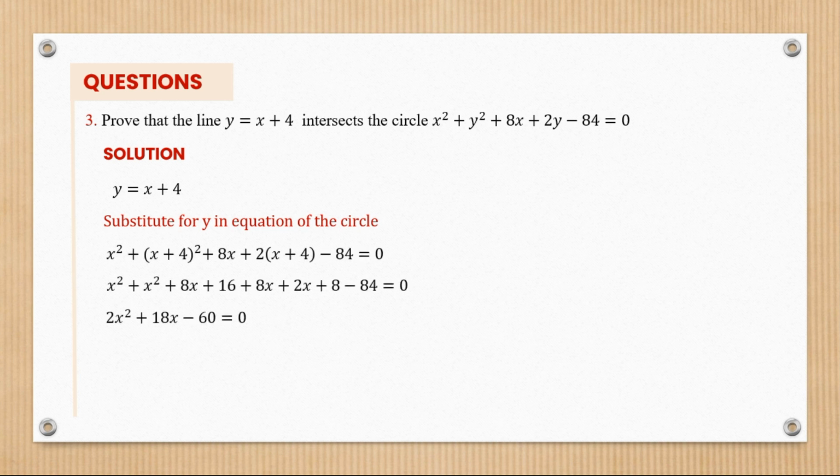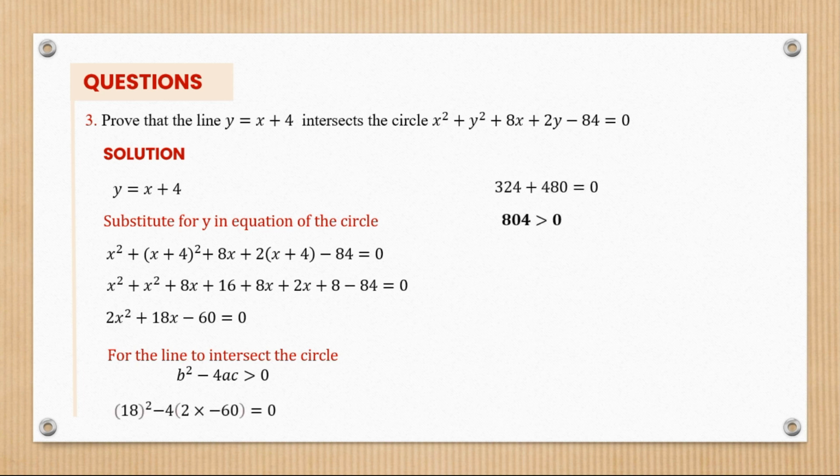So simplify further and I'll be left with 2x squared plus 18x minus 60 is equal to 0. So we've said that for the line to intersect the circle, b squared minus 4ac must be greater than 0. So now substitute those values in and I'll have 804, and this value is surely greater than 0. So therefore the line intersects the circle.